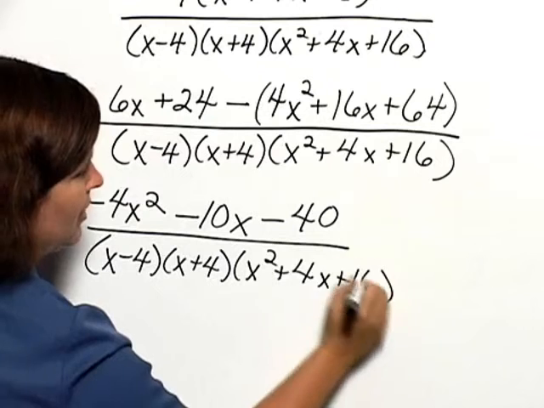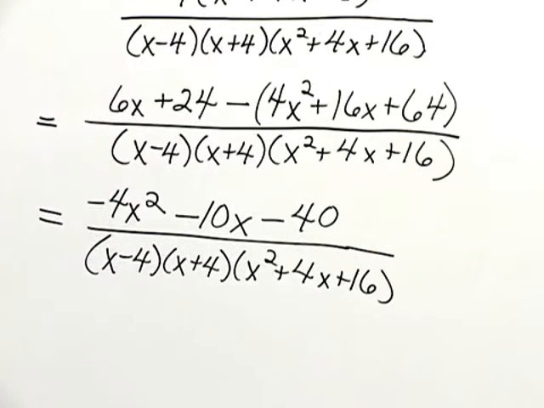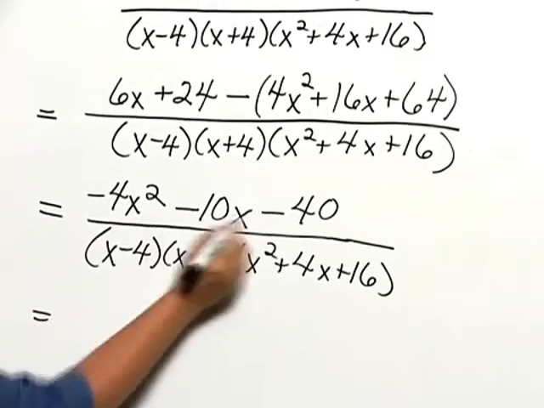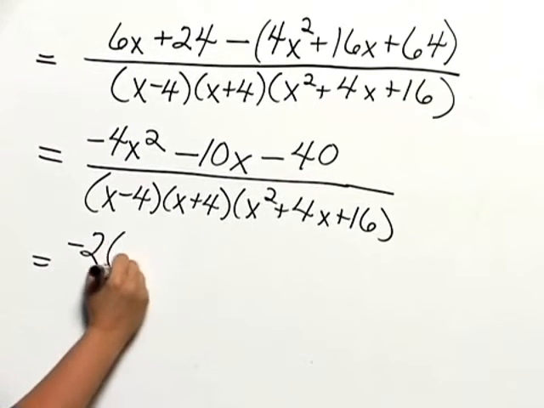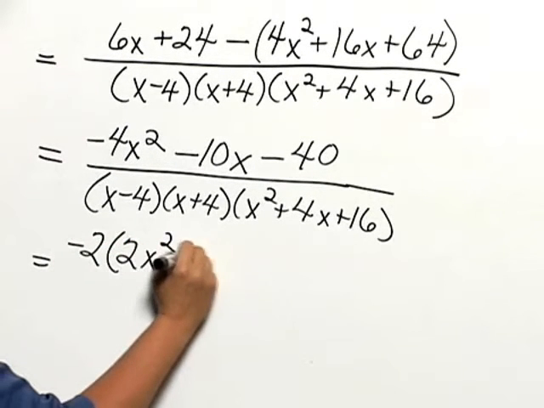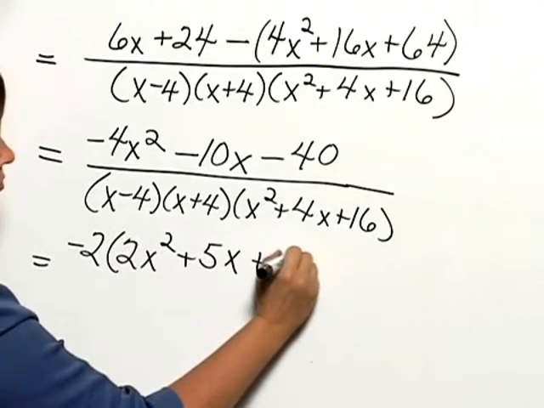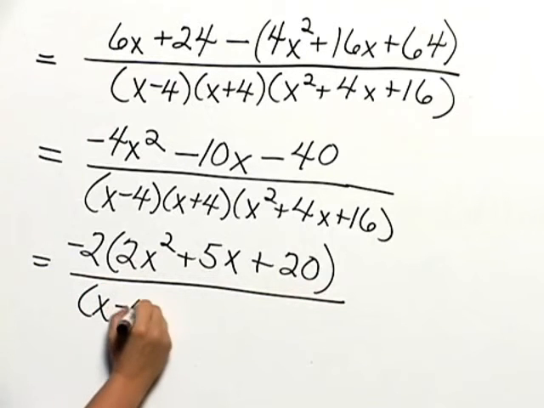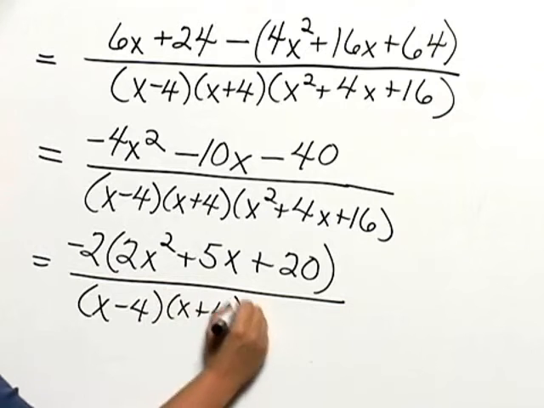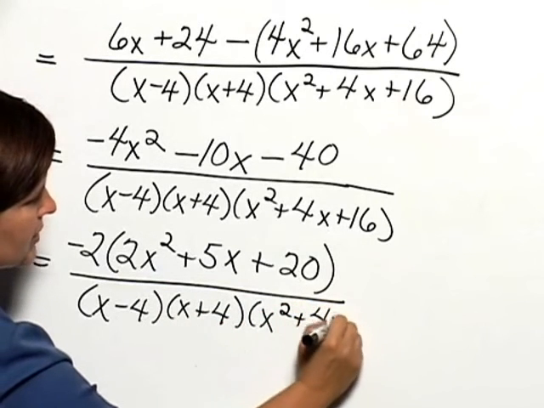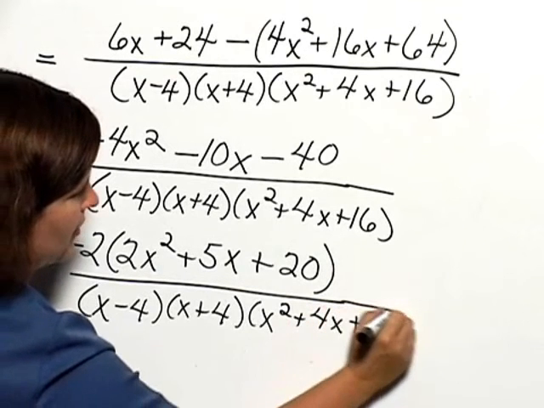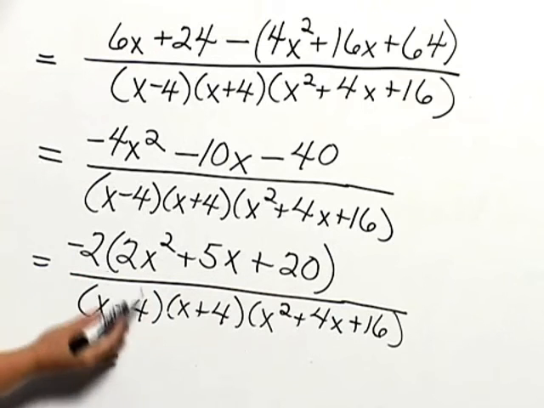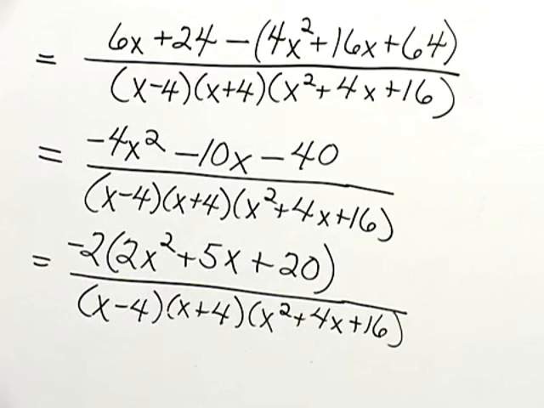We are almost done, but we do have to factor the numerator to make sure that there's nothing that we can cancel. I see that there's a common factor of, since each term is negative, I'll factor out a negative 2. And I have 2x squared plus 5x plus 20 over our denominator, x minus 4 times x plus 4 times x squared plus 4x plus 16. Now in the numerator I have a trinomial, but it does not factor. So there are no common factors in the numerator and the denominator, so this is the simplified form of the expression.